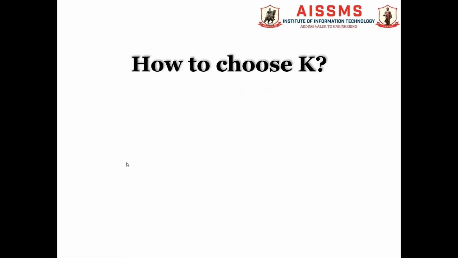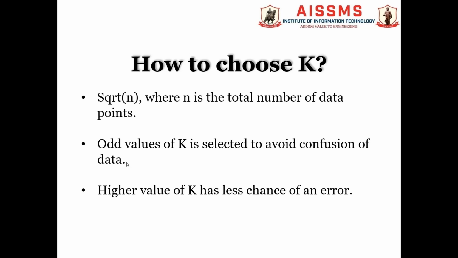How to choose a value of k? That is one of the major challenges in k nearest neighbor. We can find the square root of n, where n is the total number of data points. We need to choose odd values of k to avoid confusion in the data, and higher values of k have less chance of an error.